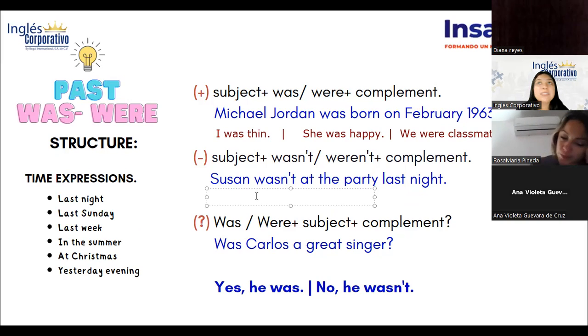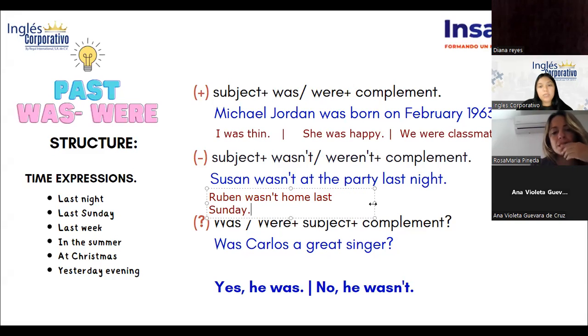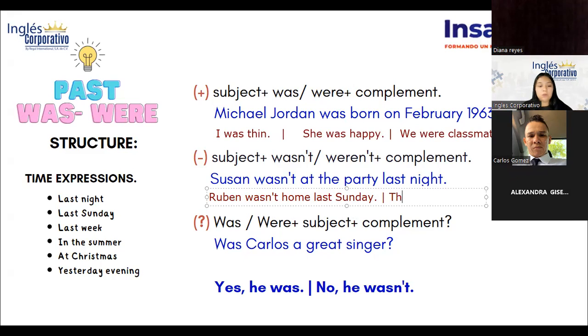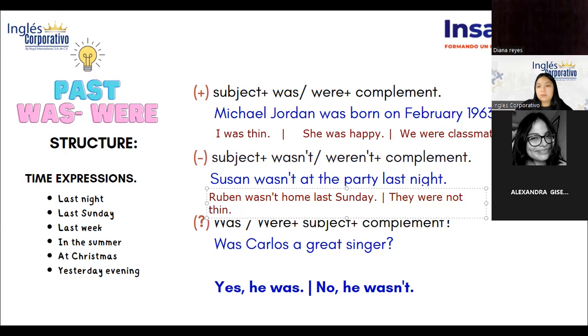Rubén no estaba en casa el domingo pasado. Ruben wasn't home last Sunday. Okay. ¿Sí? Y ahí está utilizando el was. Si yo quiero decir, ellos no eran delgados. They were not thin. Thin. Perfect. They were not thin. ¿Sí?